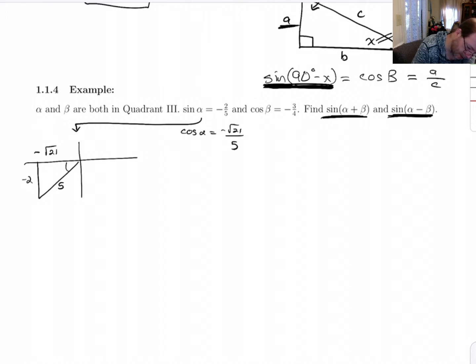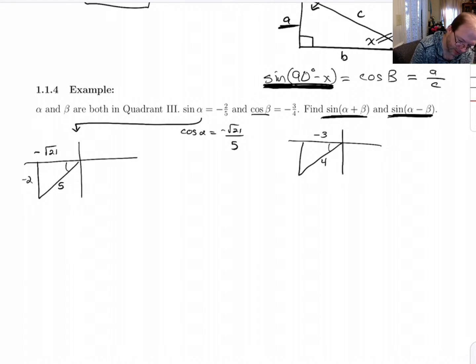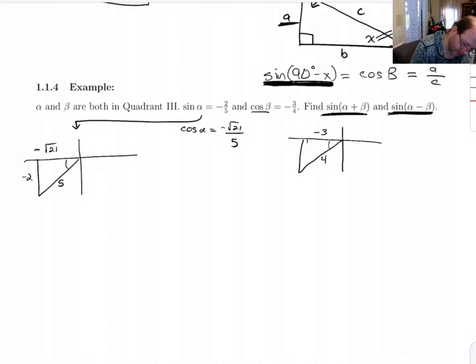Similarly for beta, beta is also in the third quadrant. So if I draw that in, cosine beta is negative 3 over 4. So that means adjacent is negative 3, hypotenuse is 4. So this other side is going to be, let's see. Might be tempting to say 5, but this isn't a 3, 4, 5 triangle because 4 is the hypotenuse, not the other side. So this is going to be 16 minus 9 is 7. So this other side over here is negative square root of 7. It's negative because we're in the third quadrant.